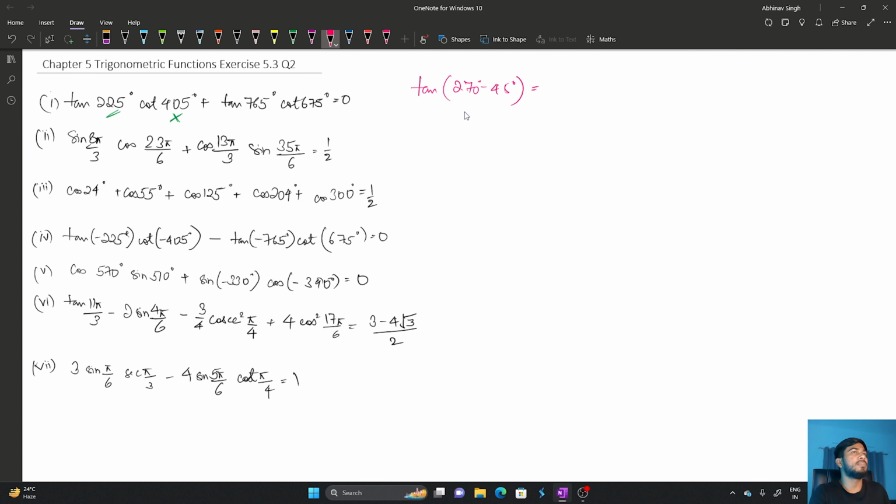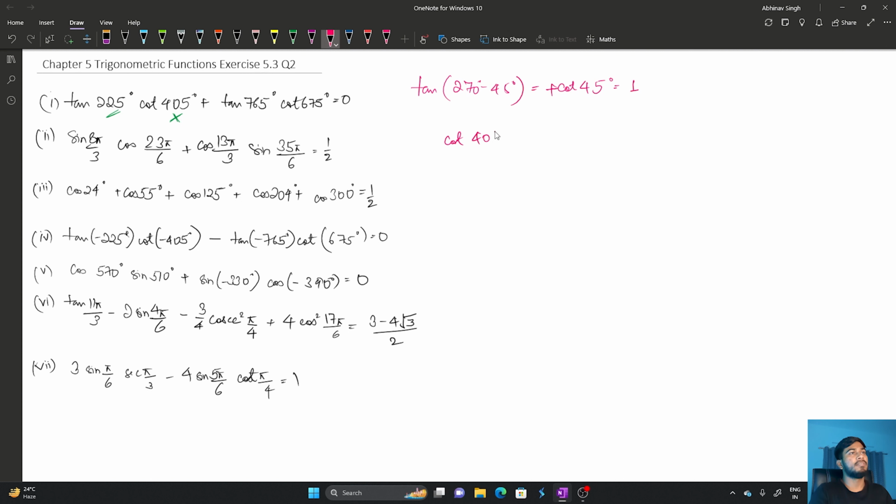So I have told when it is a multiple of pi by 2, you have to change the trigonometric function. So from tan you will go to cot. Copy the angle 45 degree. Now you need to worry about the sign. So for the sign I told you, this is 270 degree minus theta. It's in third quadrant. Third quadrant tan is positive. So it will be plus cot 45 and it will be 1.